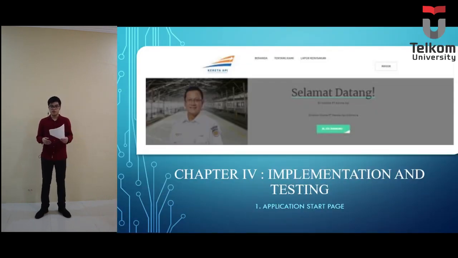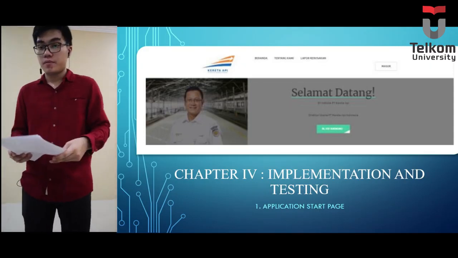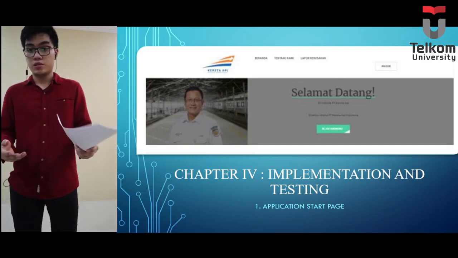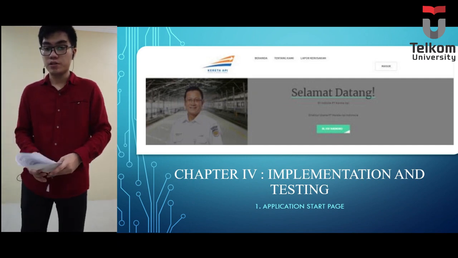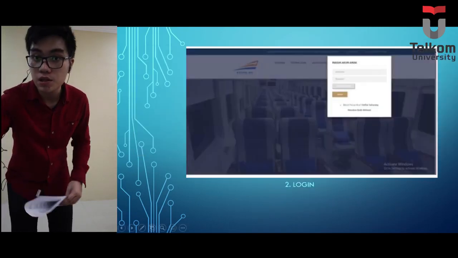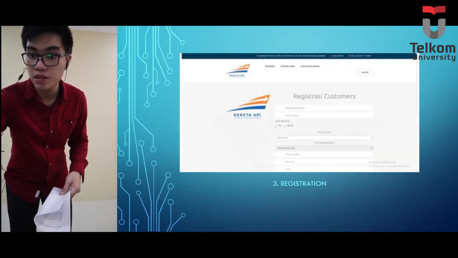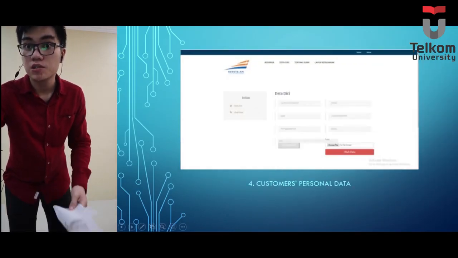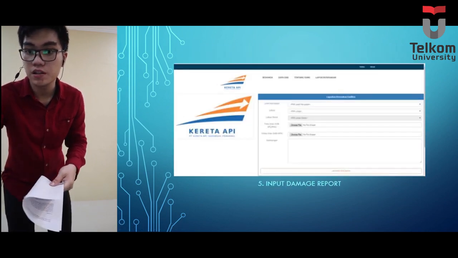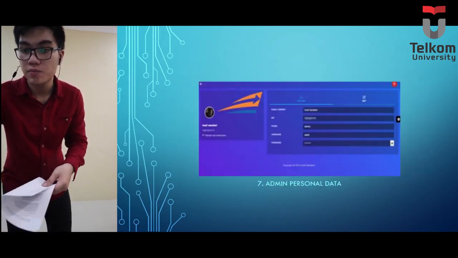And for implementation and testing, I'm only showing the pictures. Number 1 is the application start page. Number 2 is login, you can check. And number 3 is registration. Number 4, customer personal data, you can check this photo. And number 5, input damage report. Number 6, account validation. Number 7, admin personal data.